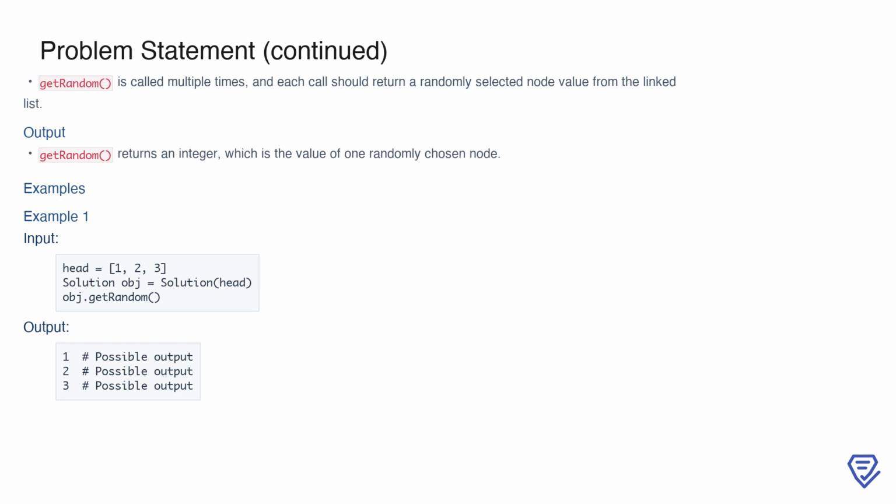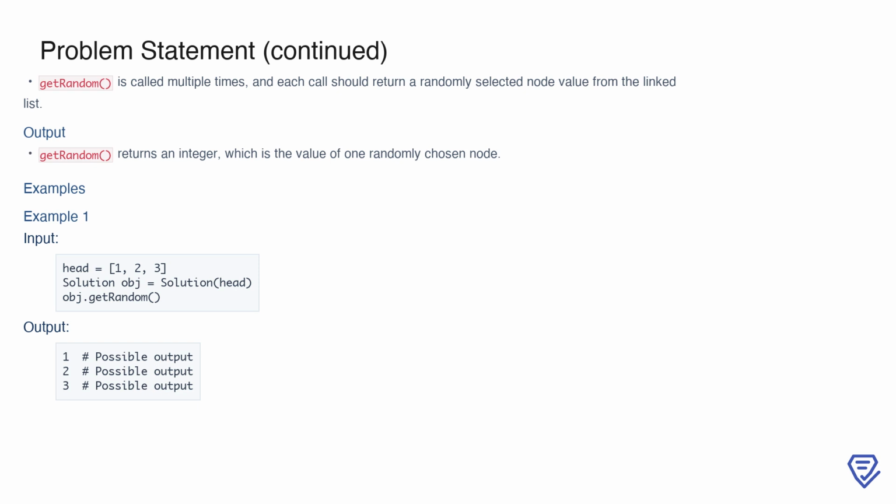The getRandom method can be called multiple times, and each invocation should return a randomly selected value from the linked list. The output of this method is expected to be an integer, representing the value of one of the nodes in the list. To better understand how this works, let's look at an example.